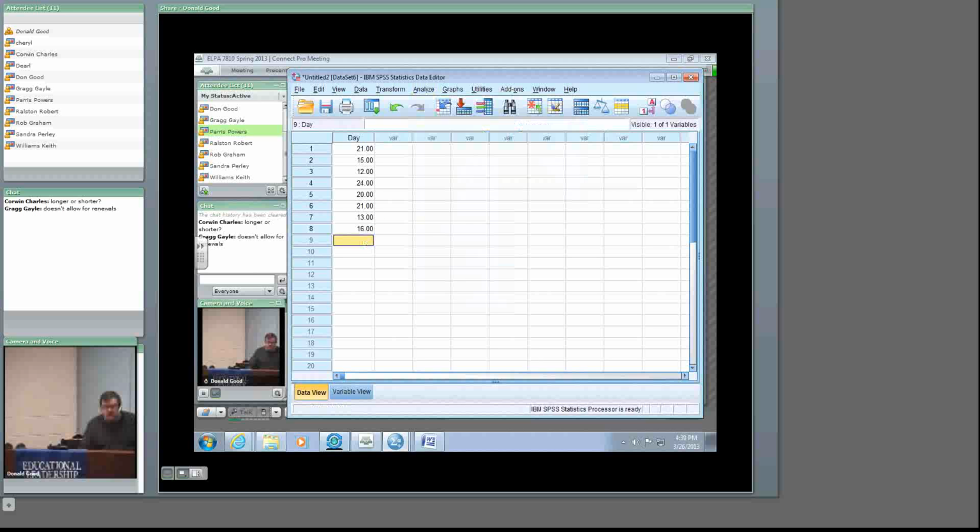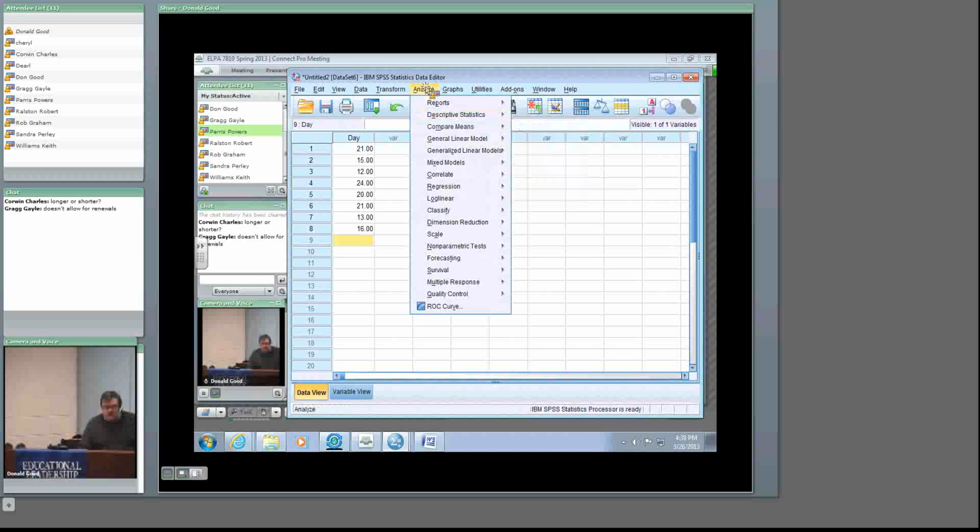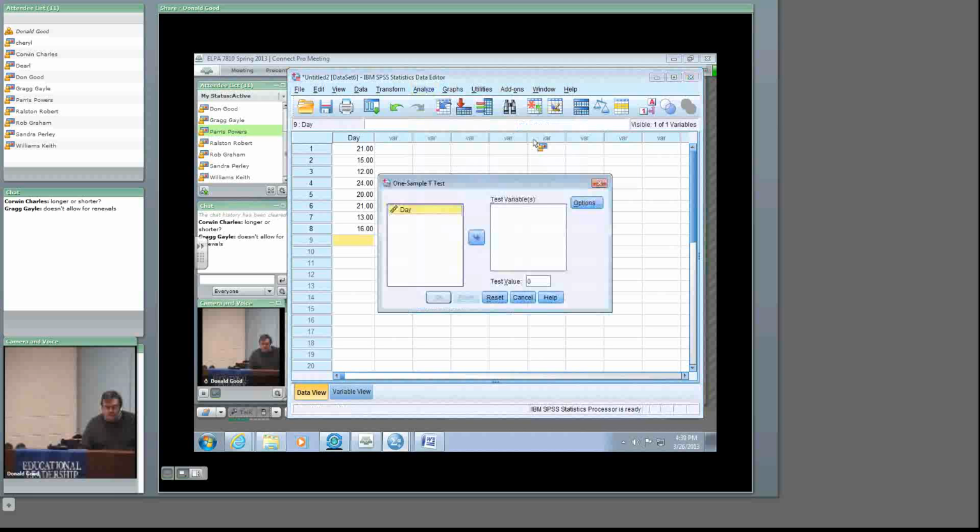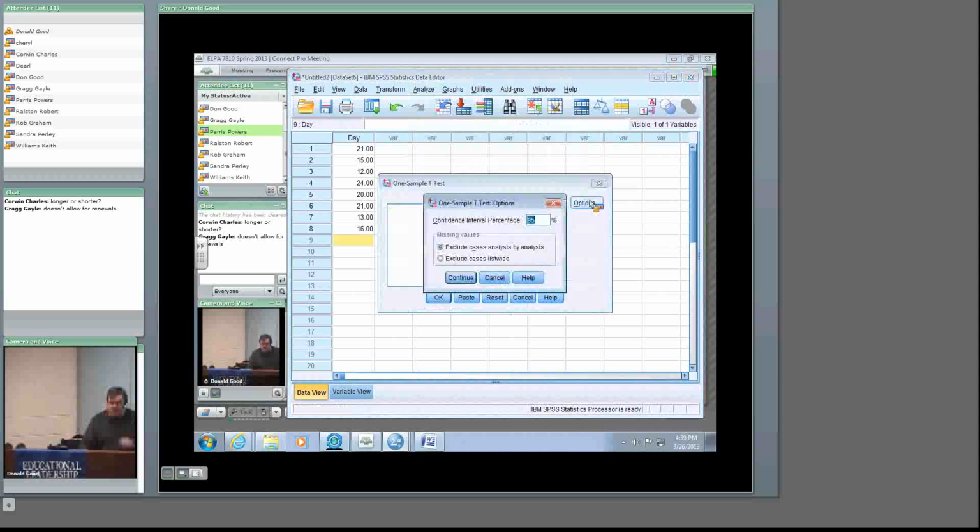Okay. Now we're going to go to Analyze, Compare Means, one sample, move the days over, and then I don't want anything changed in options because it tells me the 0.05 level of significance, which corresponds with the 95% confidence interval, which is the default value here anyway. If it told me 0.01, I'd want to change this to 99. But I'm glad it says 95. That's what I want, so I'm going to continue.